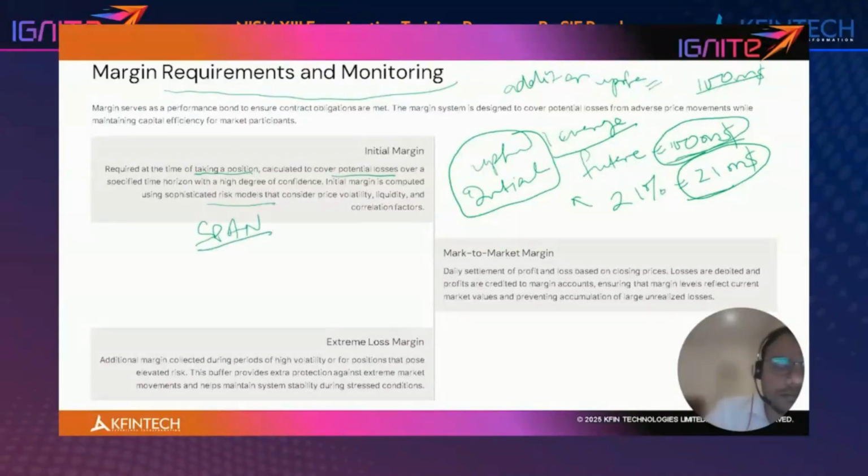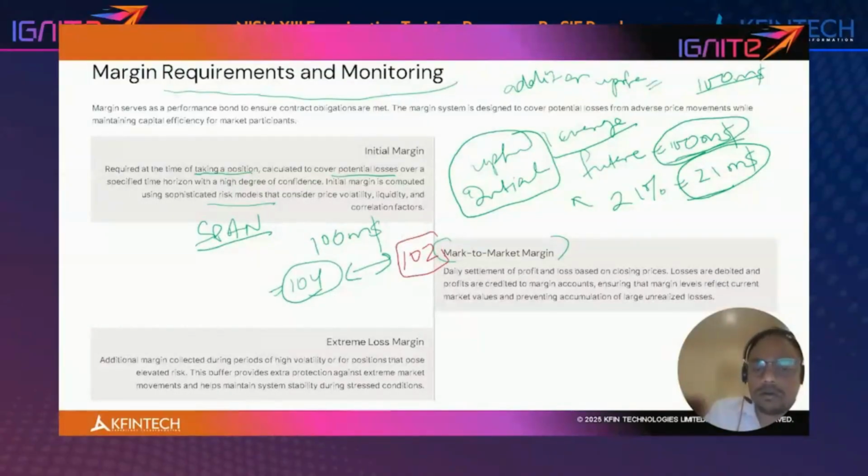Span margin is one of the techniques used in equity trading. Based on the span margin, the calculation is done. Then there is mark to market margin. Suppose you had bought a 100 million futures contract at say 104 and now the market price has gone to 102. So you are in a $2 mark to market loss.